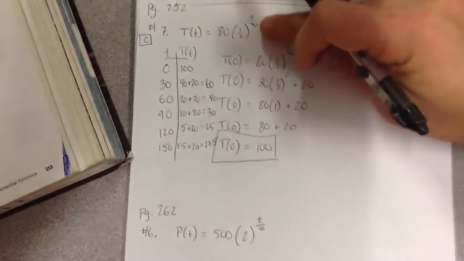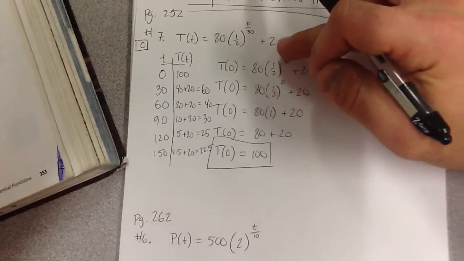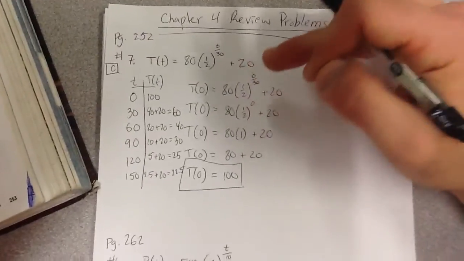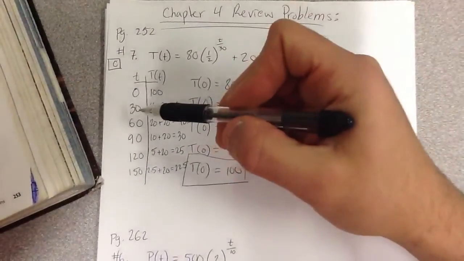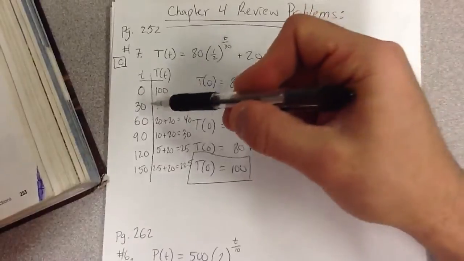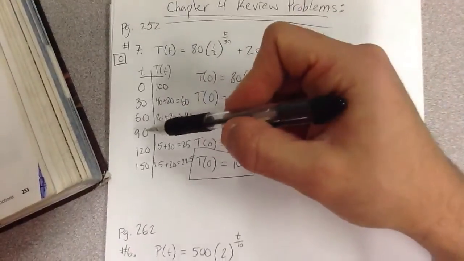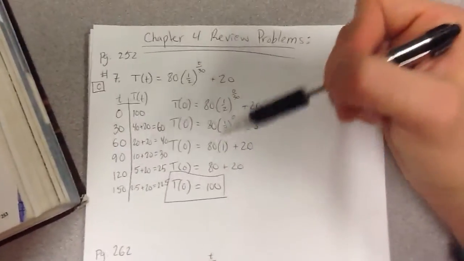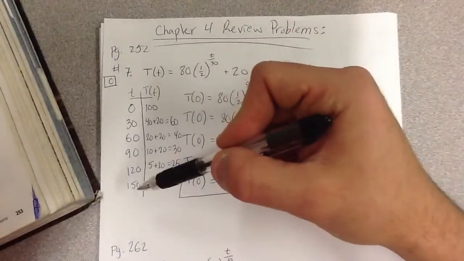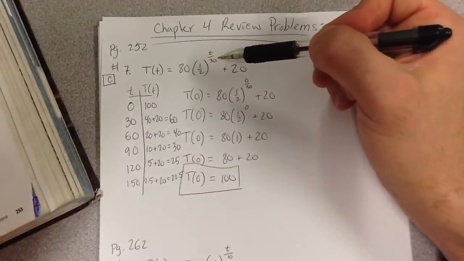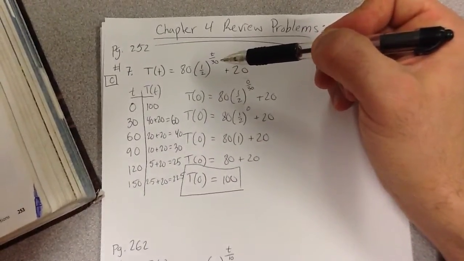So if you don't understand that, based on what we've been doing, you could just plug in 30 into the formula, you're going to get 60. You could plug in 60, you're going to get 40. You plug in 90. The biggest point here is that you're going up by increments of 30 because something is happening every 30 minutes. Okay.